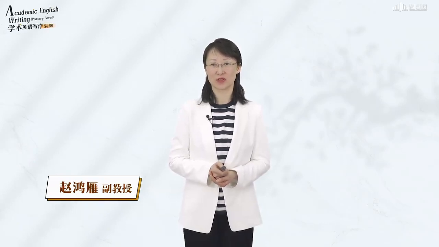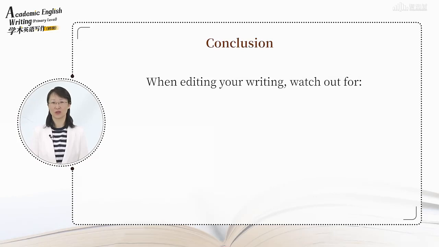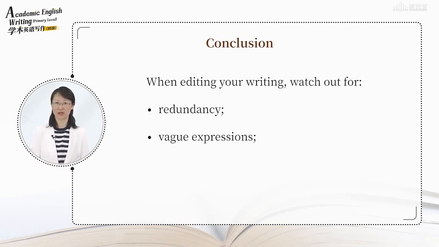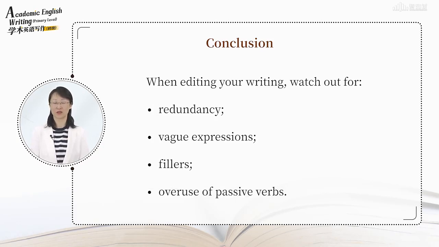Now we're coming to the end of this section. To sum up, it's important to use clear, concise language in academic writing. In the future, when you are at the editing stage of your writing process, watch out for redundancy, vague expressions, fillers, and overuse of passive verbs, and try to make every word count.